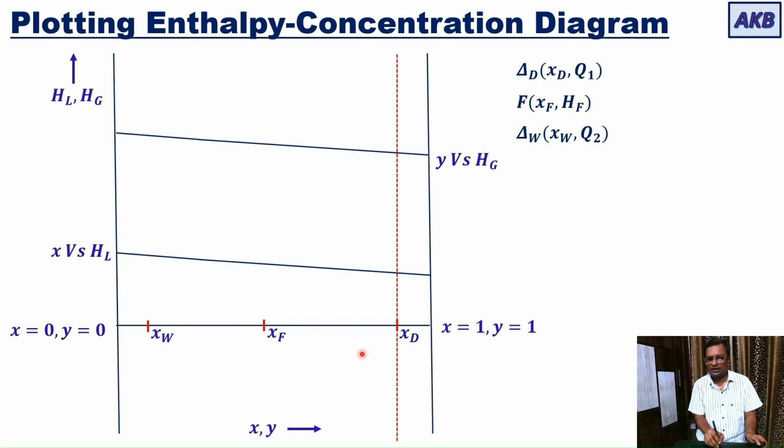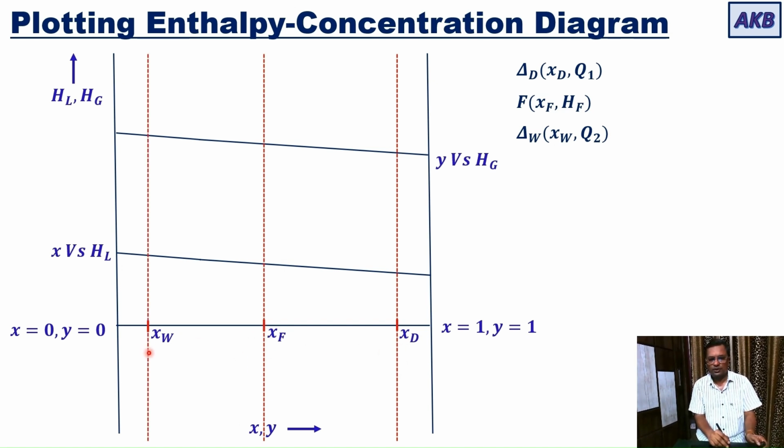Then after that we are going to draw vertical lines through those points. Vertical line through XD, and vertical line through XF, and vertical line through XW. Then knowing the value of Q1, we are going to locate it on the y-axis. And then from this we are going to go to the vertical line through XD to get a point, and this point is nothing but delta D.